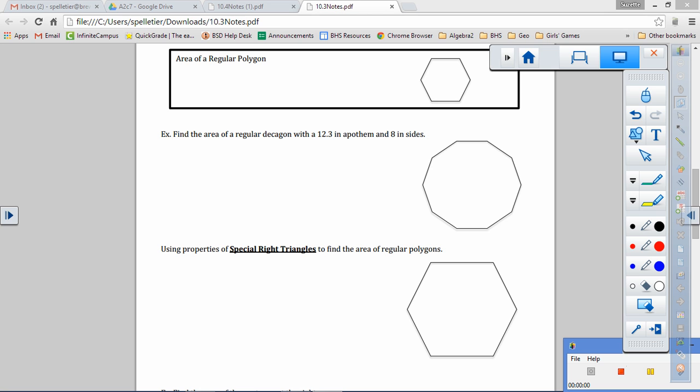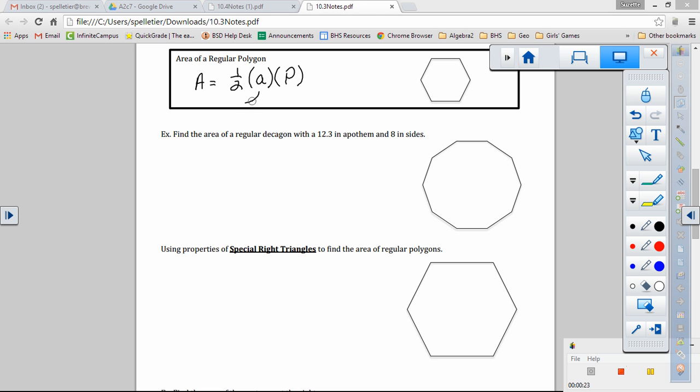Finding the area of a regular polygon. So let's first talk about the formula and what you need for the formula. So here it is. Area equals 1/2 the apothem times the perimeter.